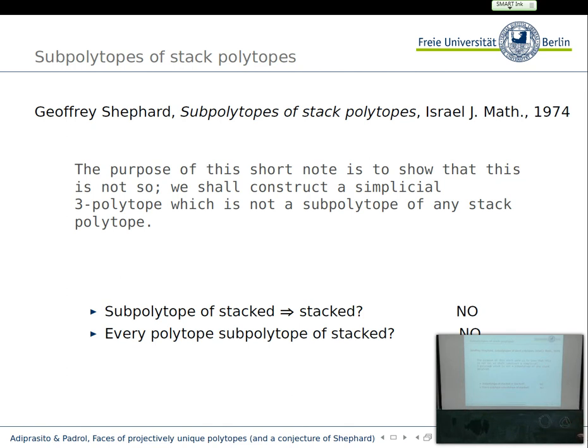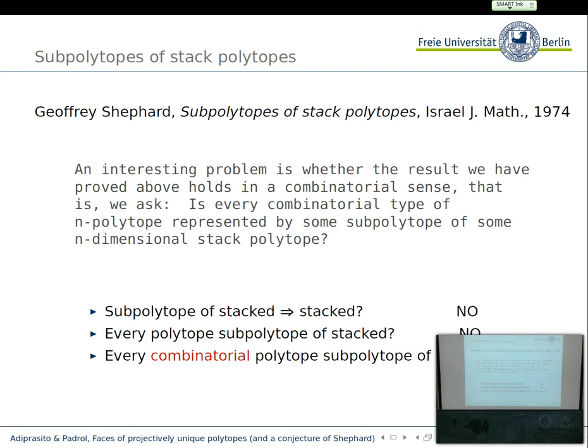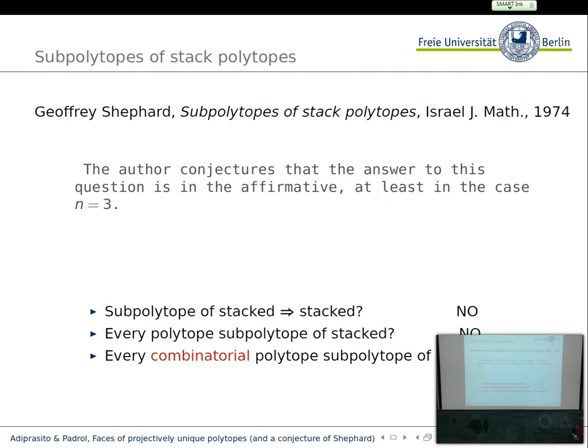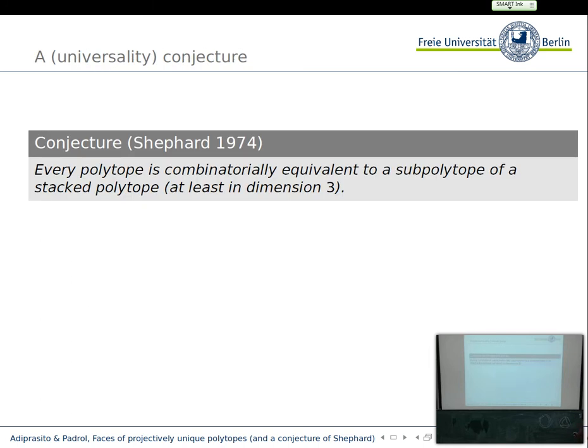OK, so that's the main result of this paper, but he continues with saying, well, it's not true that every polytope is a subpolytope of a stack polytope. It could be true that every combinatorial type of polytope could appear as a subpolytope of a stack polytope. And he says that at least that's what he thinks in dimension three should happen. And this is the conjecture we're going to attack. Is every polytope combinatorially equivalent to a subpolytope of a stack polytope?